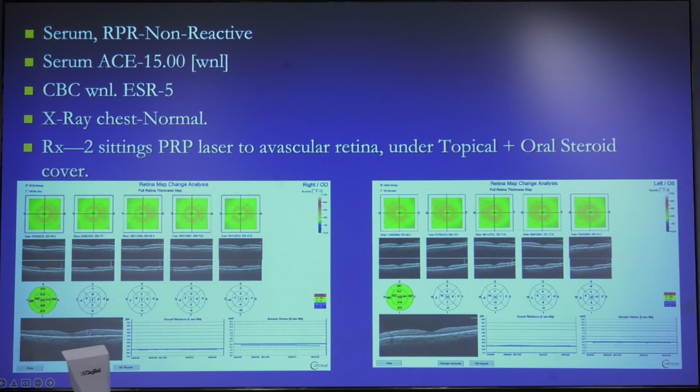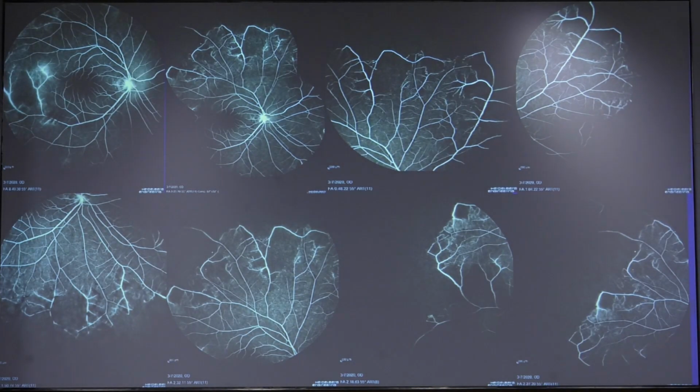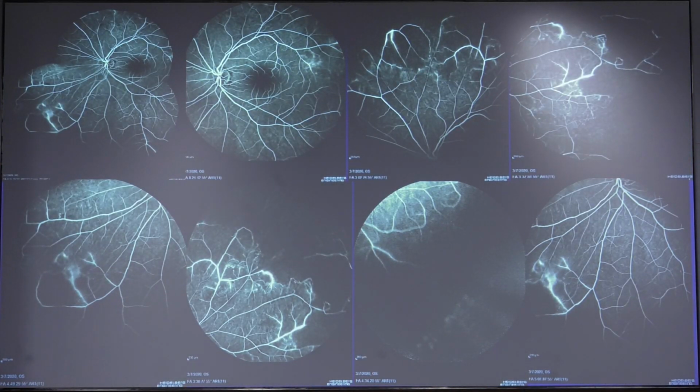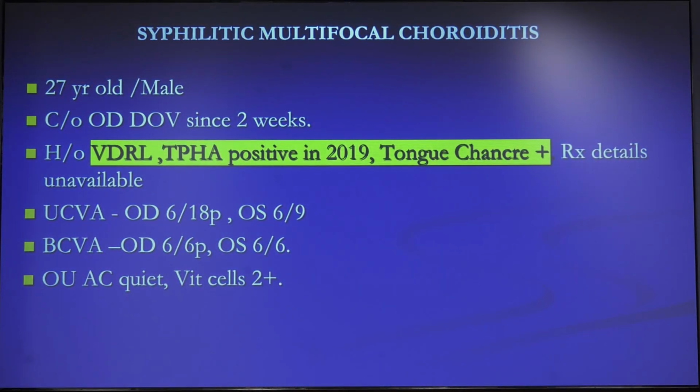The serum RPR was non-reactive, ACE was 15, CBC was within normal limits, X-ray chest was normal. The patient underwent PRP laser to the avascular retina under topical and oral steroid cover. In this case, we didn't give ATT because there was nothing to point towards that. This is the angiogram of the other eye, showing extensive capillary non-perfusion areas.